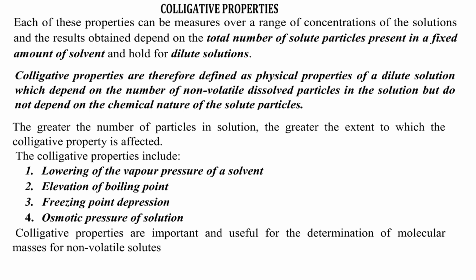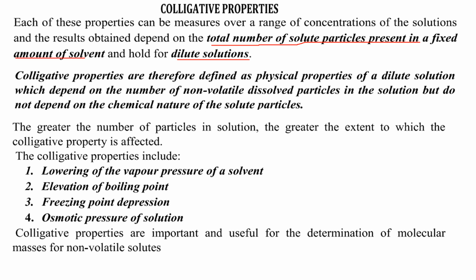So we are going to be looking at colligative properties, and we are saying that colligative properties are the properties that can be measured over a range of concentrations of the solutions, and the results obtained are going to depend totally on the number of solid particles present in a fixed amount of a solvent. And it's only going to be valid for dilute solutions. So whenever you are dealing with colligative properties, you should know that these are properties dependent on dilute solutions, and also only dependent on the number of solid particles present in a given solvent.